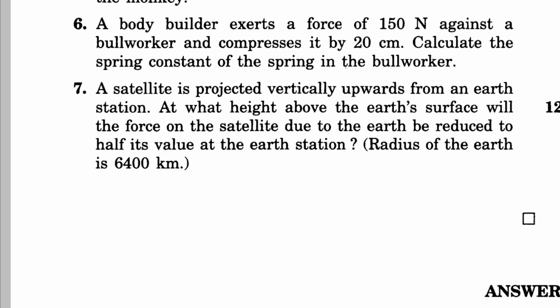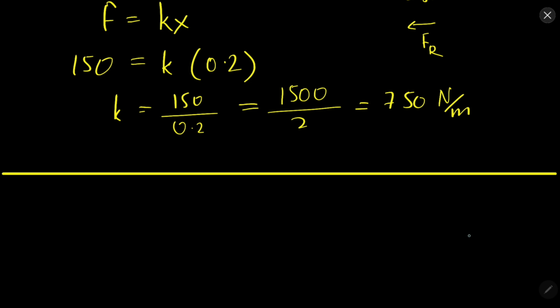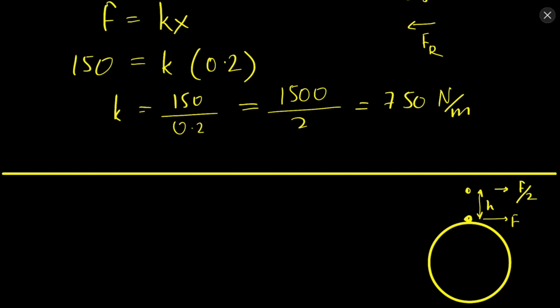Now in question number 7, we have a satellite which is projected vertically up. At what height above the earth's surface will the force on the satellite due to earth be reduced to half of its value at the earth station? So what height will the force of gravity be half of that on the surface? So let's say this is our earth, so there is some force of gravity here, and we are launching it to some height h. So we have to find that height. So let's say the force of gravity is f here, so we have to find the height h where the force of gravity will become half of the force at the surface. Earth station is the surface, okay.